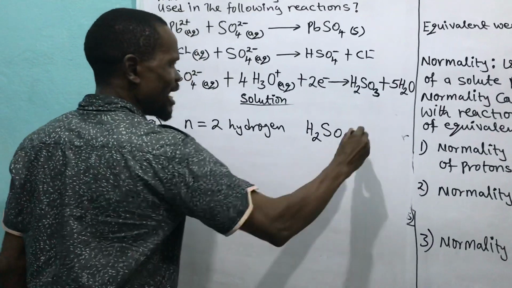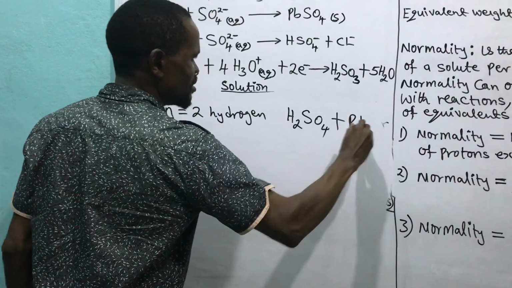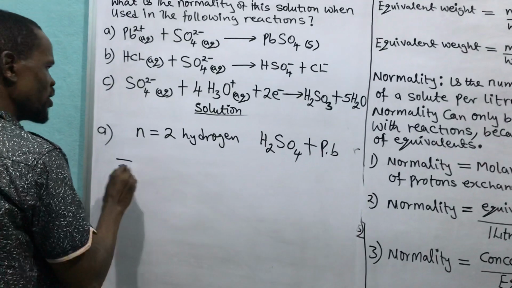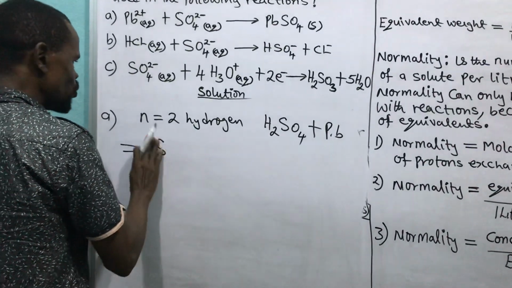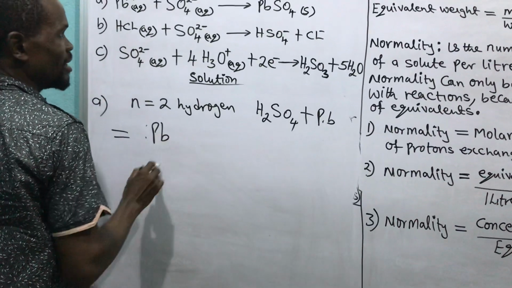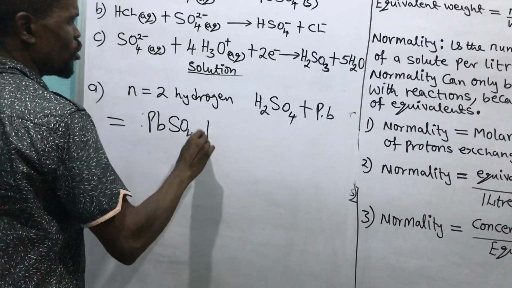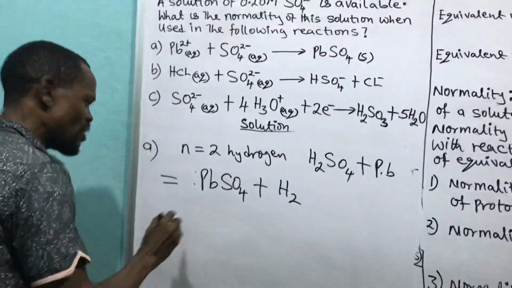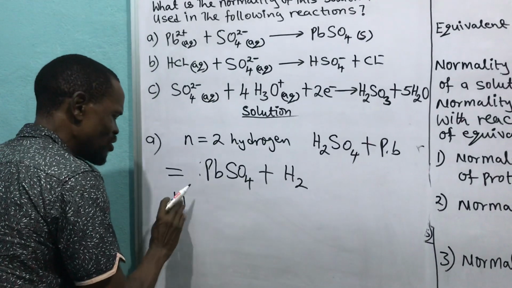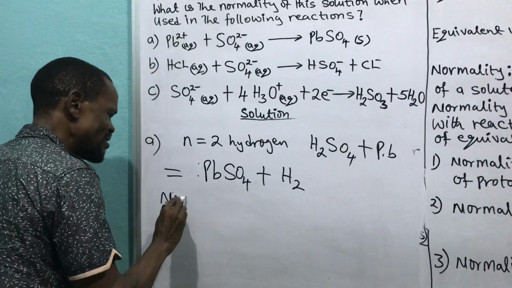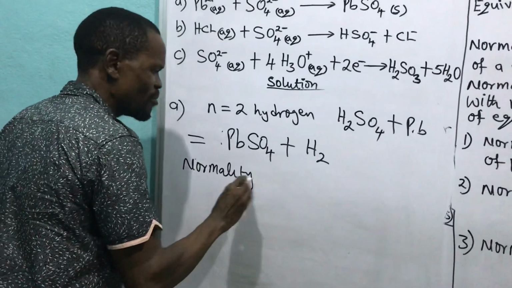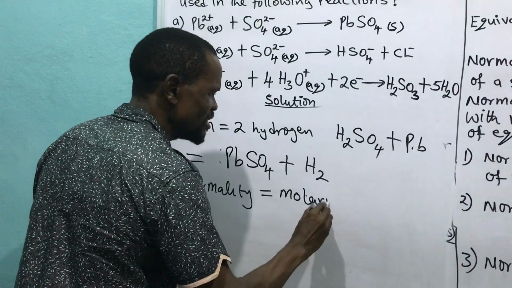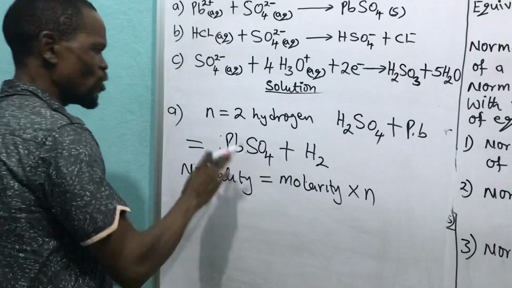H2SO4 reacts with Pb, and what does it give you? Lead sulfate (PbSO4) plus H2. That means it produced 2 what? Hydrogen. Using our formula, we say normality equals molarity times n. And what is the n?